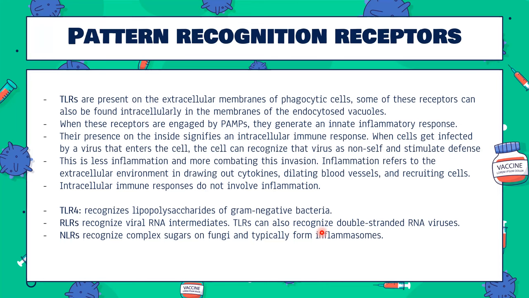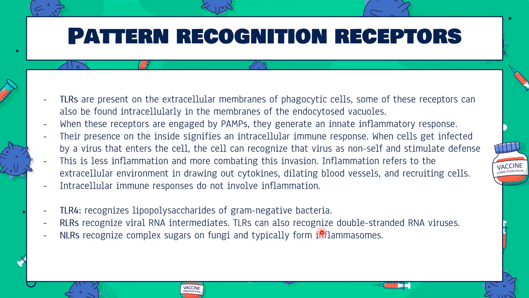So your body is basically panicking. It's like, I need help. Something's wrong. Someone come help me out. And that is what you do when you want to secrete a chemokine or a cytokine. It's an attractant, right? But intracellular immune responses do not necessarily involve inflammation. As I told you guys, they are more of combating an invasion.